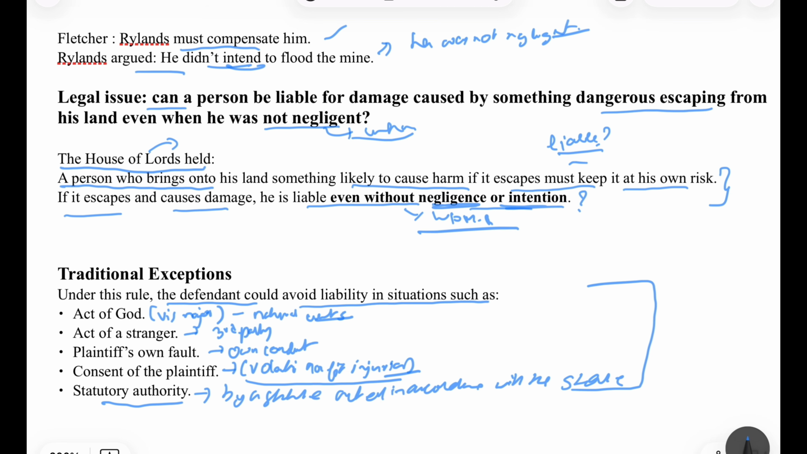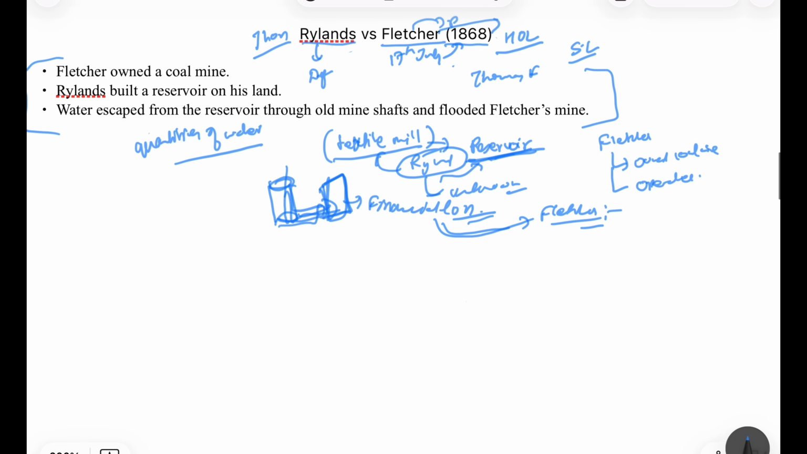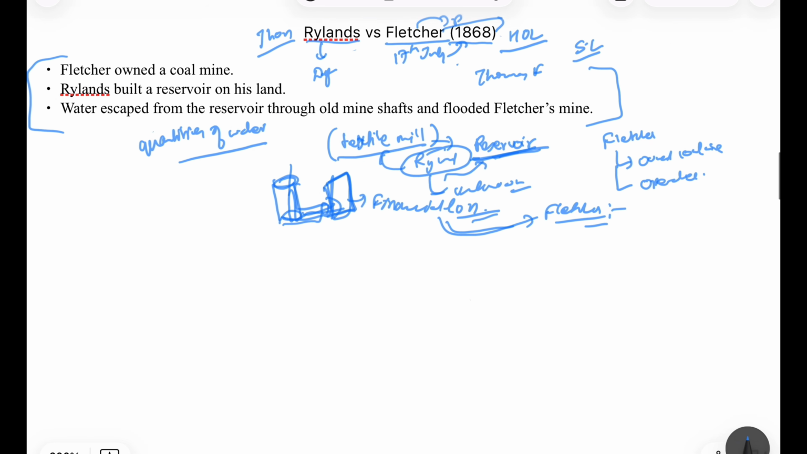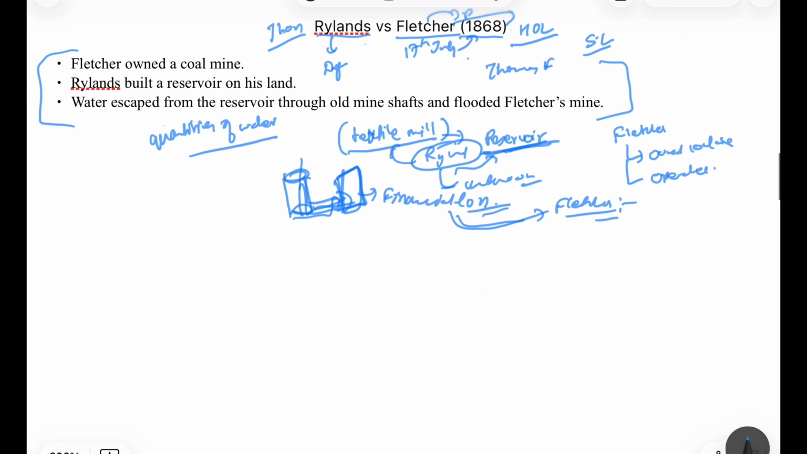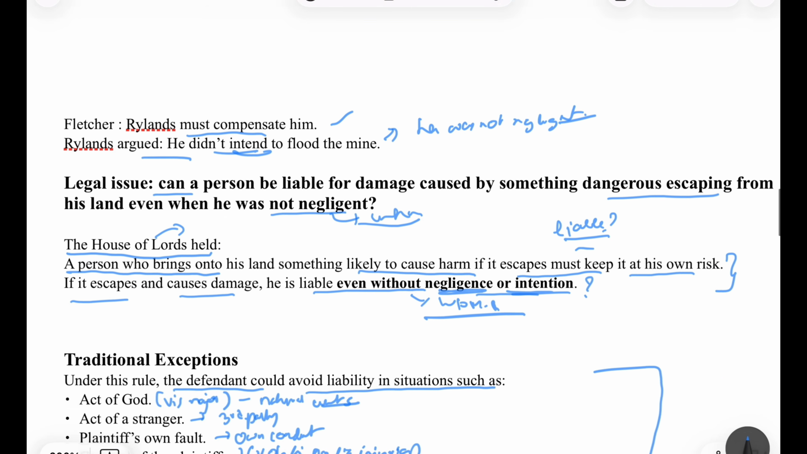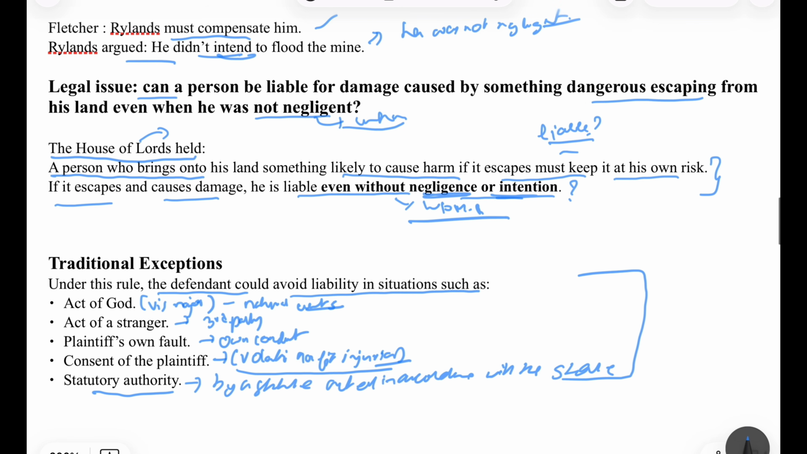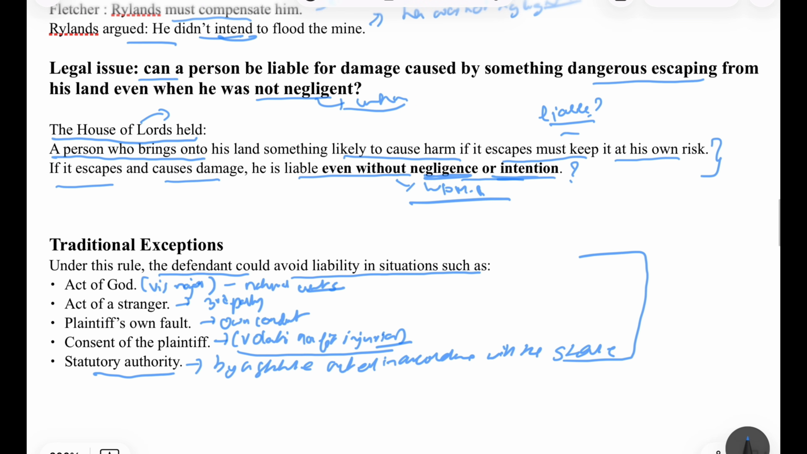And in this slide, we learned about strict liability and the case law related to it. This is a landmark case which was decided on 17th July 1868 in the House of Lords. We discussed the background and facts of the case, the arguments of the plaintiff and defendant, the legal issue, why Ryland was held liable, and the principle the House of Lords laid down, and there are certain traditional exceptions to strict liability. In the next slide, we are going to discuss the essentials of strict liability.